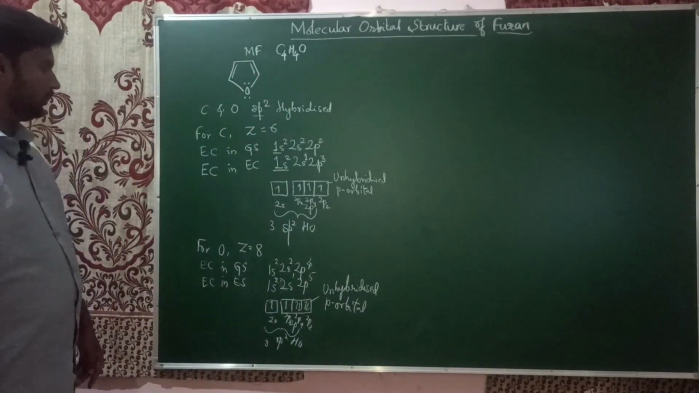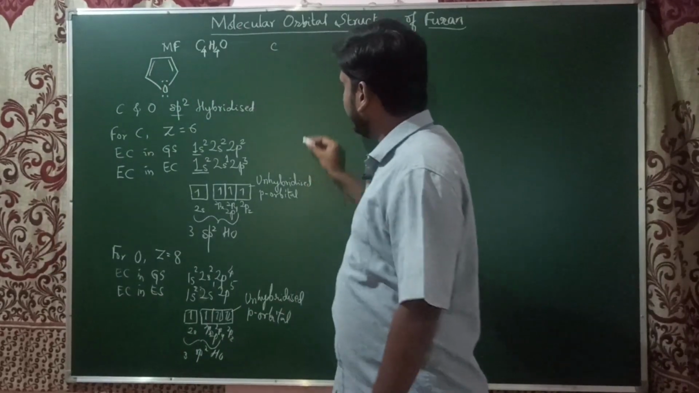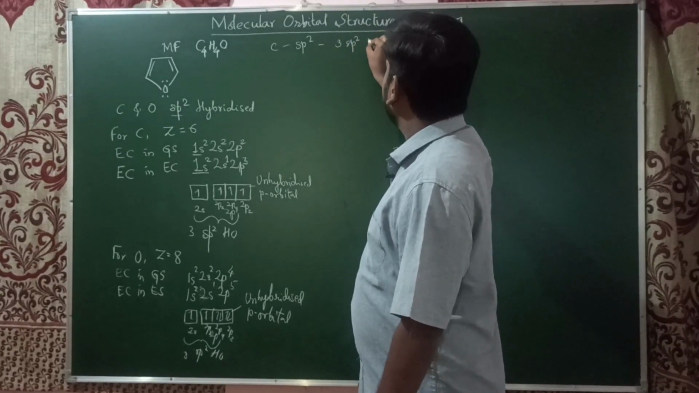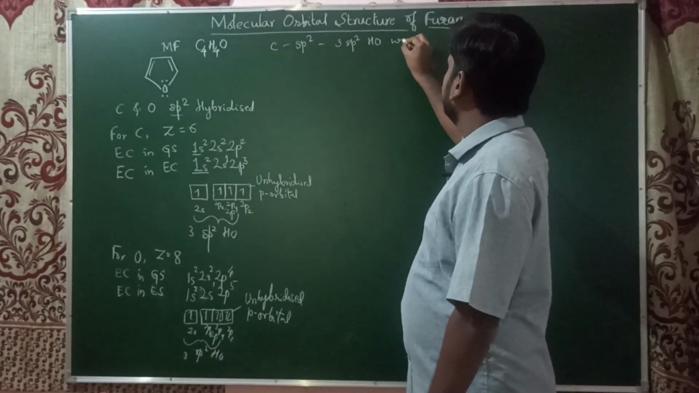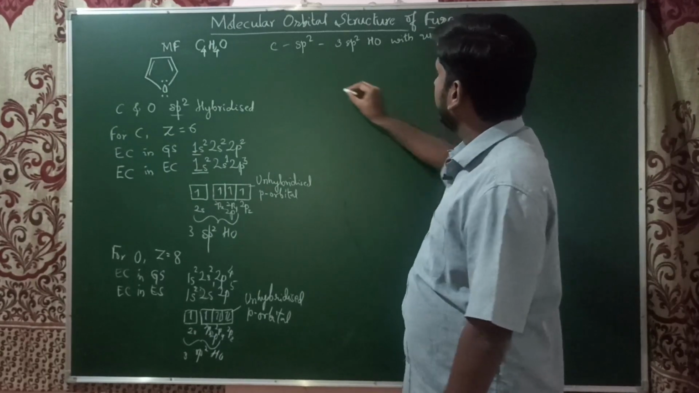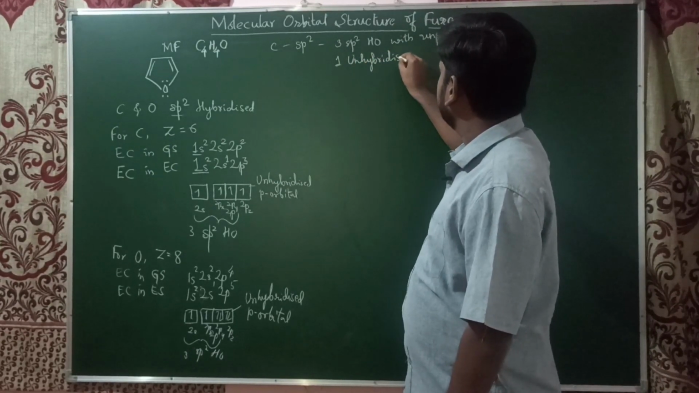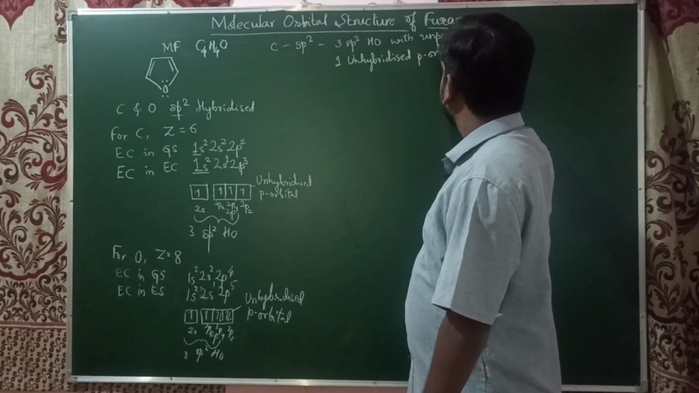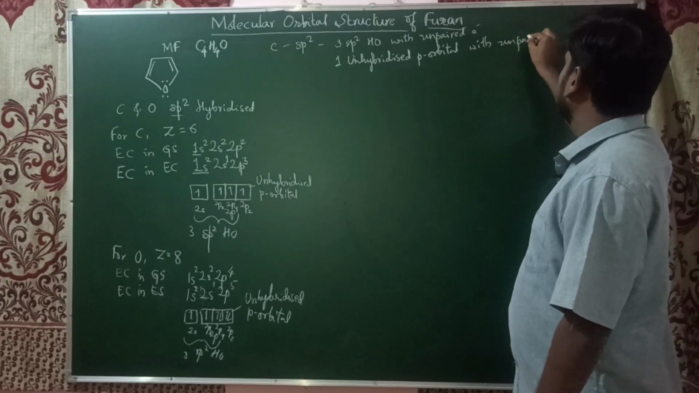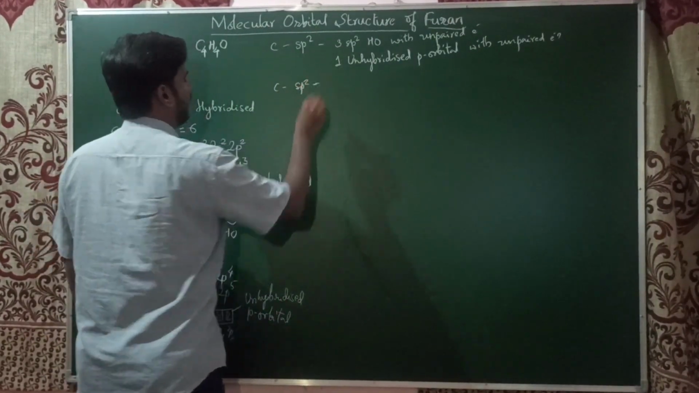If you write this electronic status, for the carbon atom it is showing sp2 hybridization, and we have 3 sp2 hybrid orbitals with an unpaired electron in each, and there is one unhybridized p orbital, which also contains an unpaired electron.